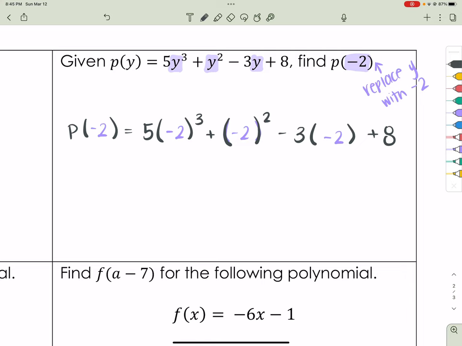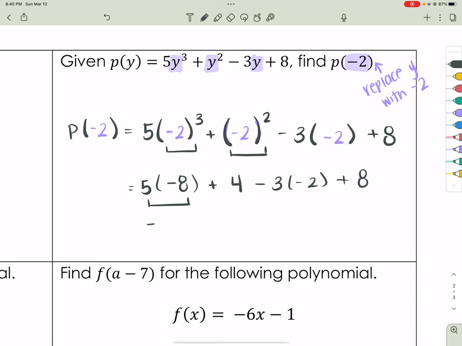So my exponents, negative 2 to the third power is going to give me negative 8. Carry down that 5. Negative 2 to the second is going to give me positive 4. And then carry the rest of this stuff down. Now, order of operations, I'm going to multiply. 5 times negative 8 is going to give me negative 40. And then negative 3 times negative 2 is going to give me a positive 6. And then I am going to do all my addition. So negative 40 plus 4 plus 6 plus 8, that's going to give me negative 22.